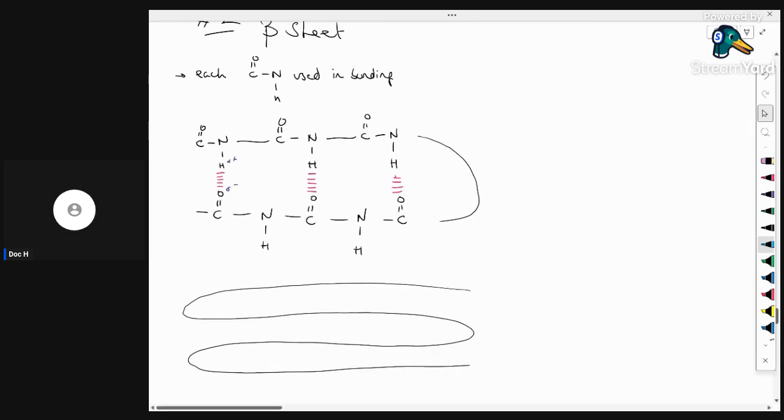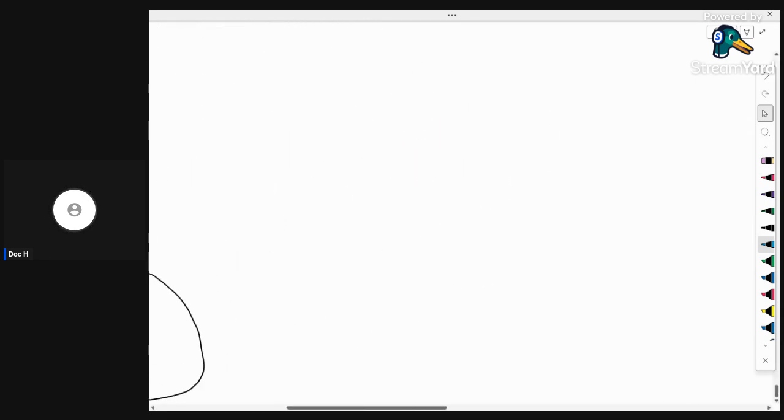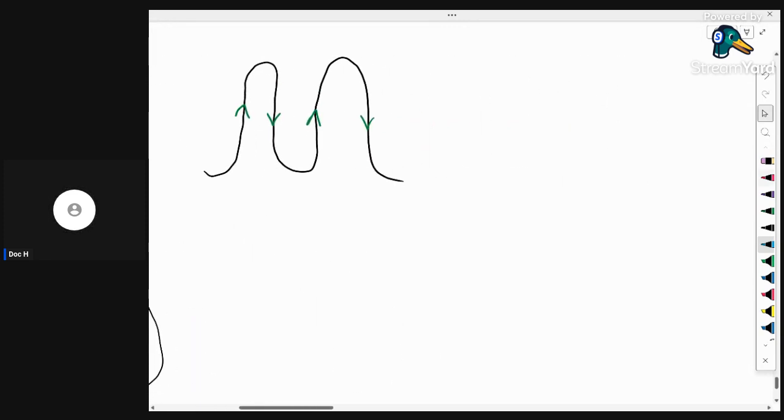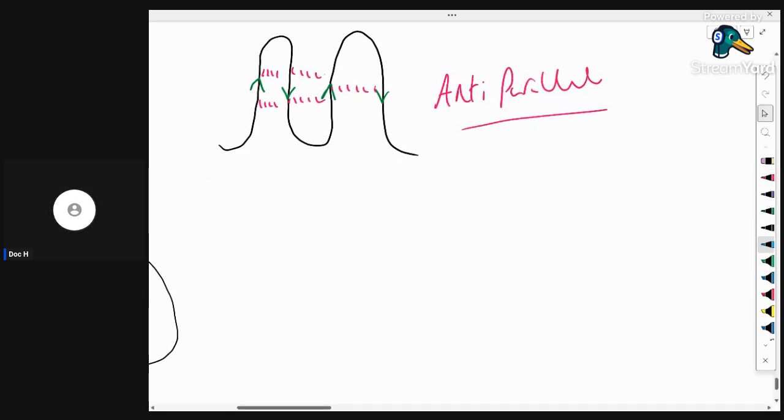Okay, and we can have two flavors of this. You can either have it, if I just draw a bit like that, facing in an opposite anti-parallel direction. And that's kind of what I've shown in my diagram down there at the bottom, where we have our hydrogen bonds between the sheets like that. And this is an anti-parallel beta sheet, okay?